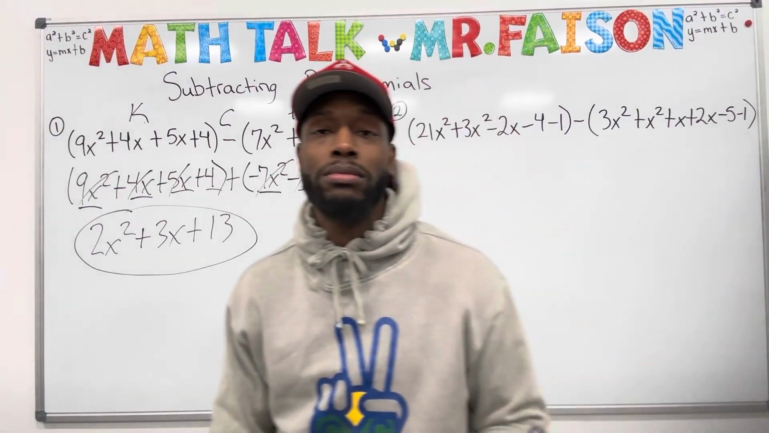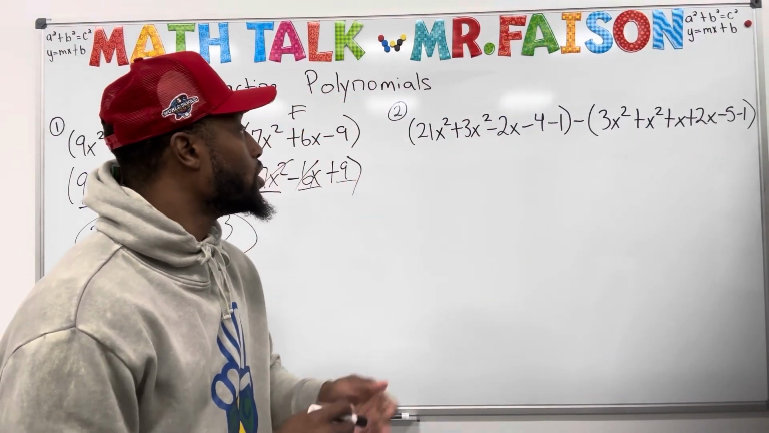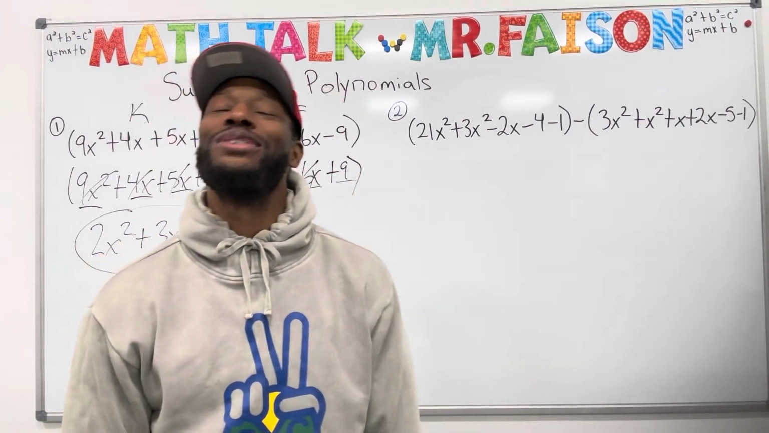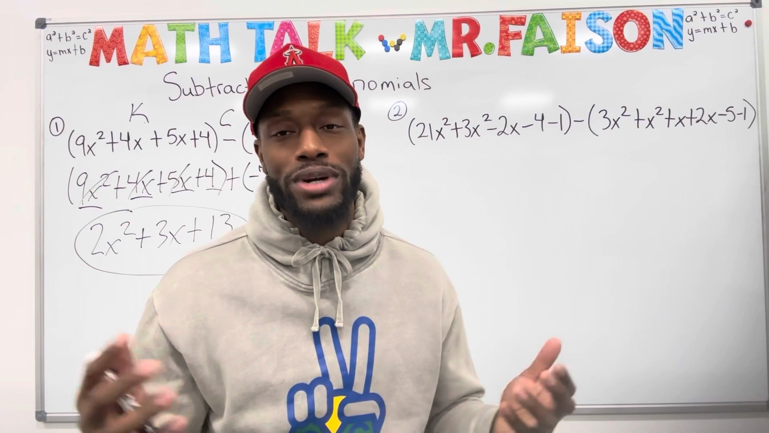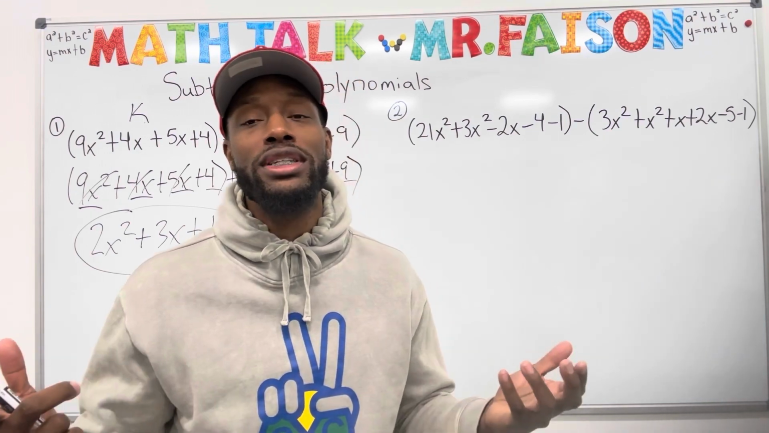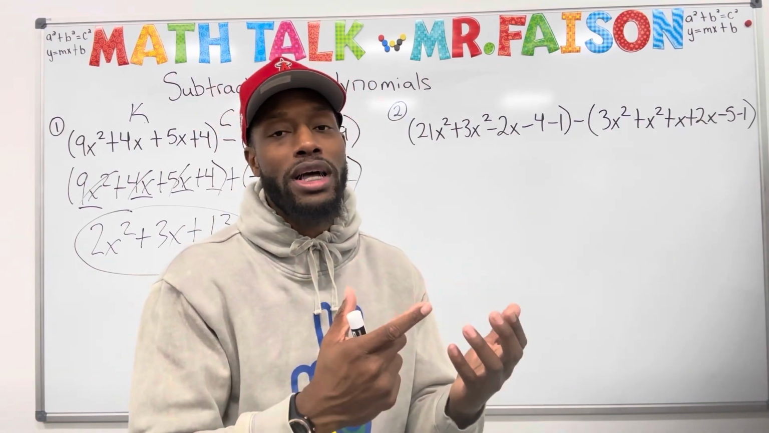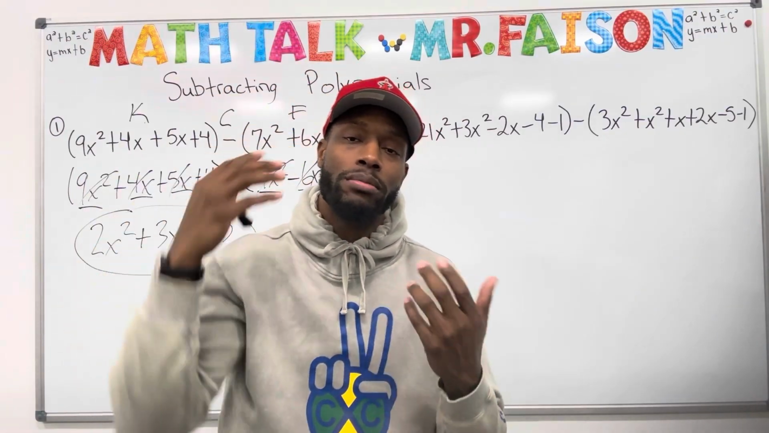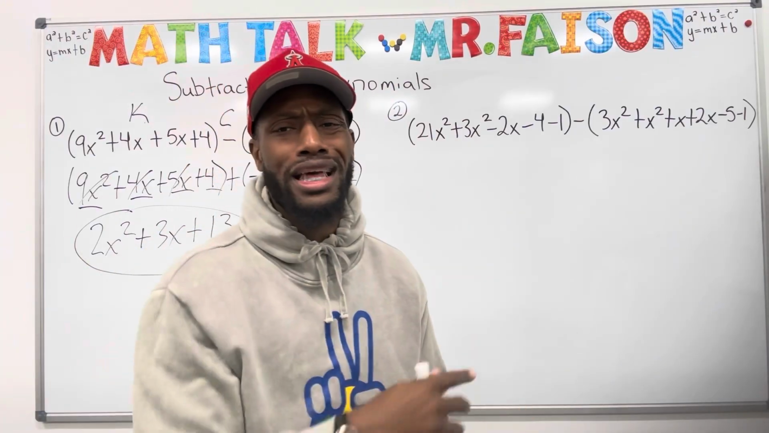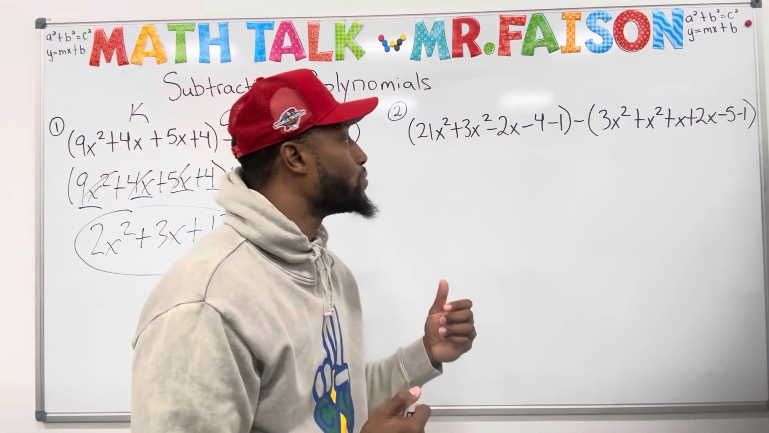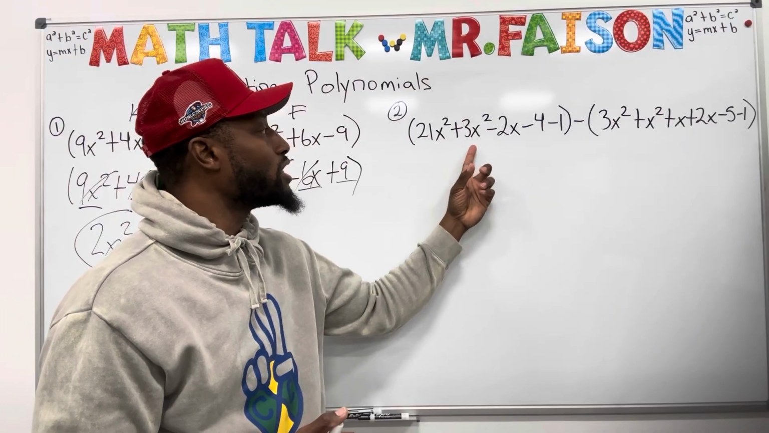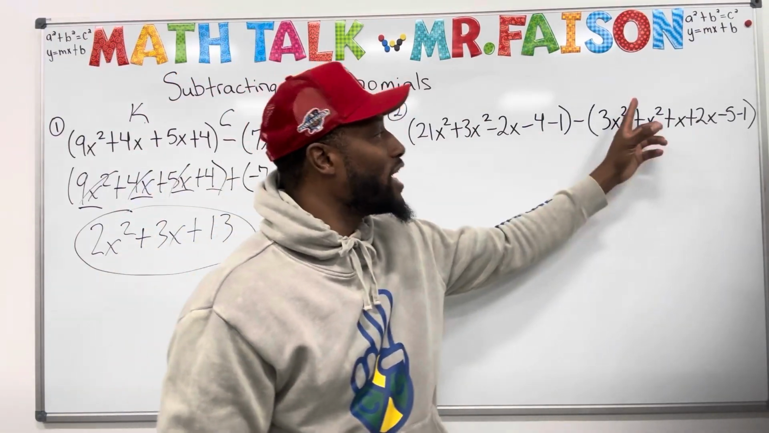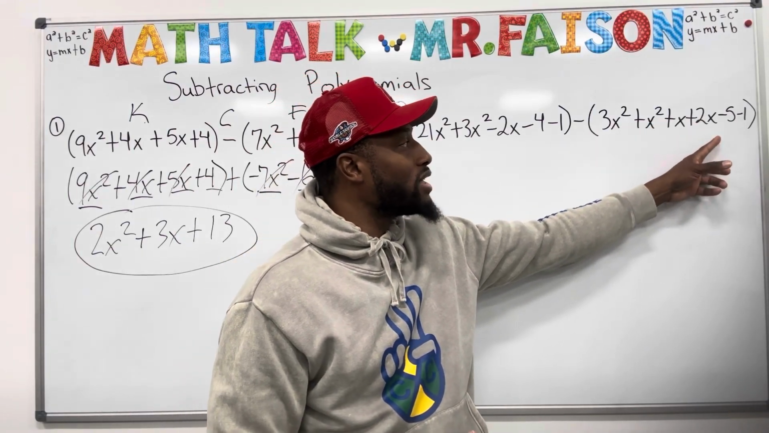Now let's hop over to problem number 2. I know y'all looking like, yo, come on. My students be hating when I put problems like this on the board. But the thing I want you to understand is I give y'all these harder problems, or the problems that at least look harder, because when you get to the easier problems, it's light. You feel me? So let's tap in and check out number 2. So in parentheses, I see 21x squared plus 3x squared minus 2x minus 4 minus 1 minus, in parentheses, 3x squared plus x squared plus x plus 2x minus 5 minus 1.